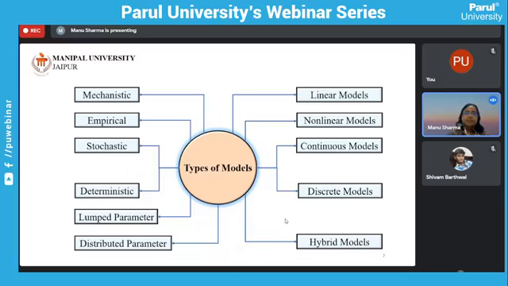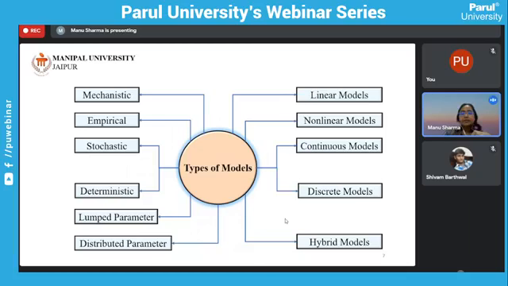Other types of models are stochastic models, which are probabilistic models, we can say. We can predict the most probable result, or the behavior of a plant. A deterministic model is where we are very much sure, which will give you surety of results, like what will happen or how the process will behave under different conditions.